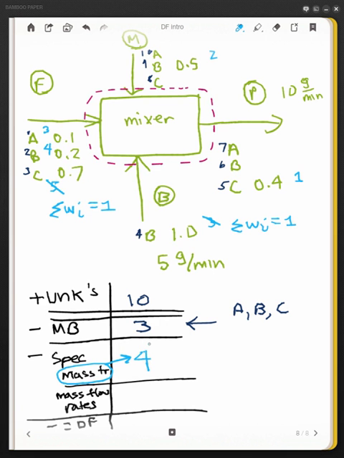Okay? And finally, we can look at what we have independent information for mass flow rates, and so you can see you have one right here. P is equal to 10 grams per minute, and another piece of independent mass flow rate here is B, it's 5 grams per minute. So we have 2 independent mass flow rates, and so the degree of freedom is 10 minus 3 minus 4 minus 2. So 10 minus 3 is 7, minus 4 is 3, minus 2 is 1.